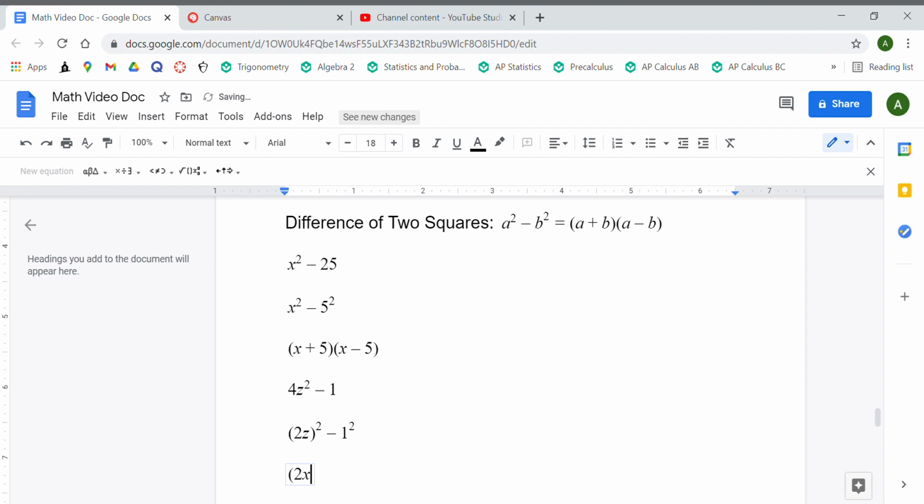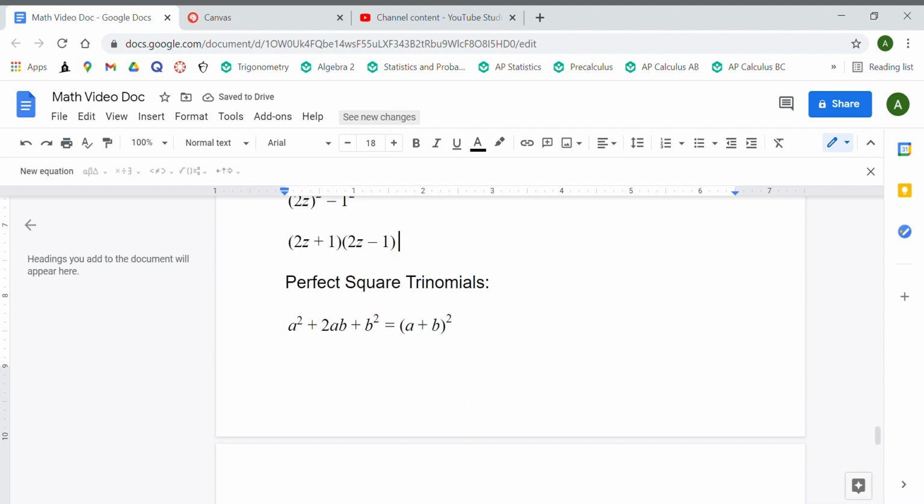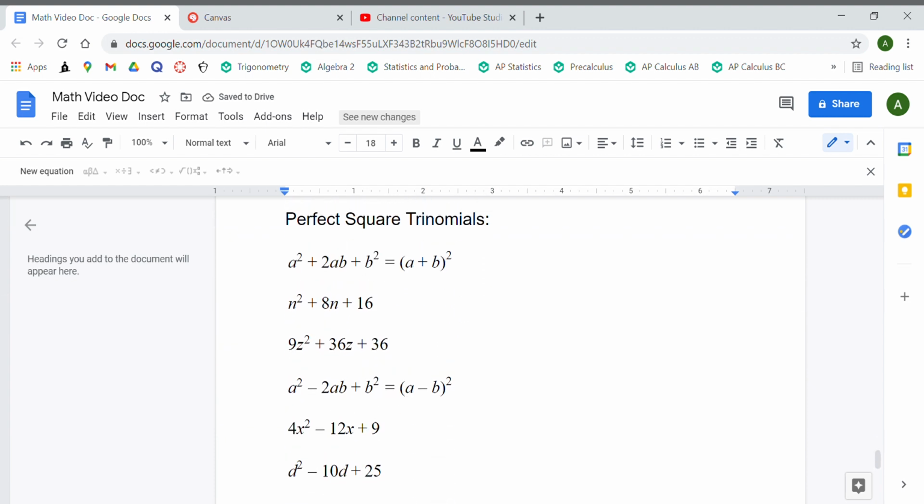So we can write the factor form as 2z plus 1 and 2z minus 1. Alright? So that's the difference of squares. That's pretty easy, right?